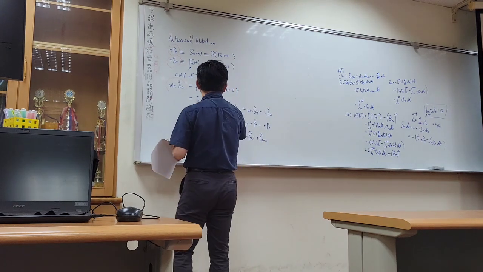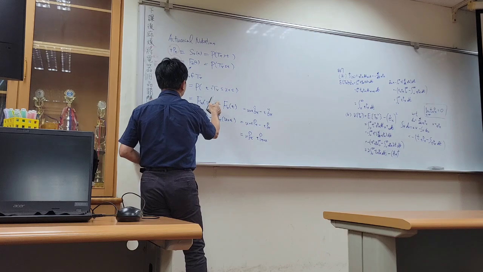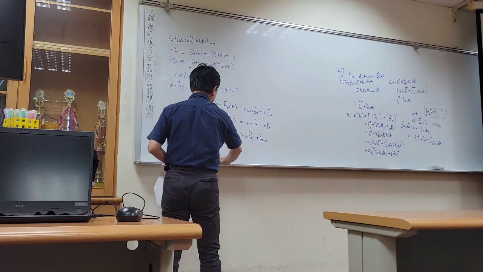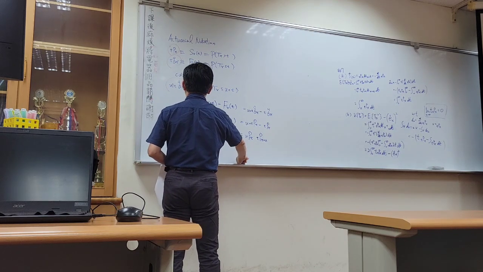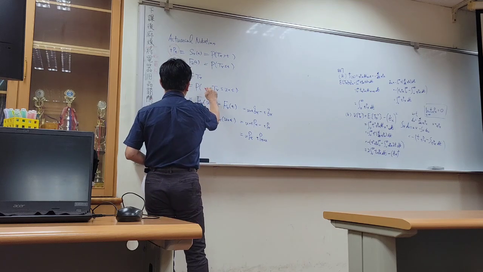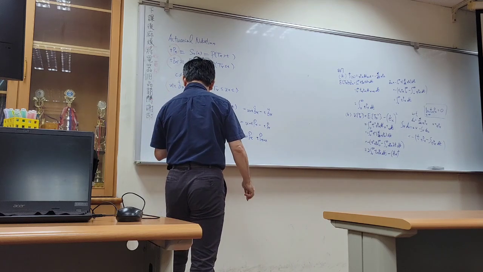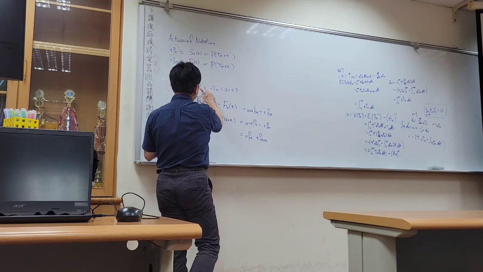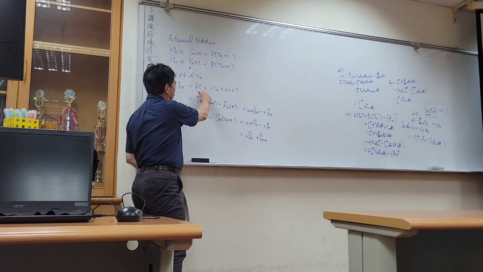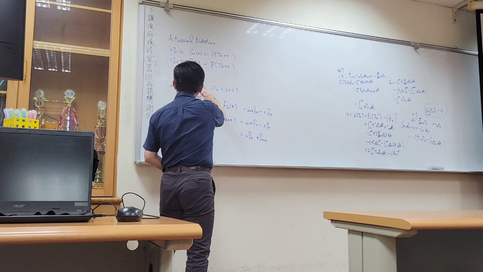Sorry, this is a big correction here. There should be a U here, this U here. Okay, please make the correction here. It should be U, not T.